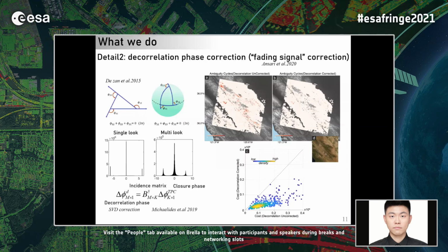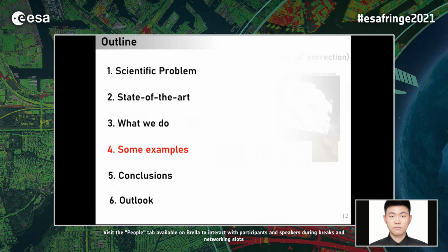It reduces points with phase unwrapping errors. The more red points mean poorer phase unwrapping performance. It's also indicated by the statistical cost shown in the figure below. The rationale behind this is that we can reduce the additional phase gradient caused by fading signals using the SVD correction method. It can be regarded as a mitigation. Next slide.